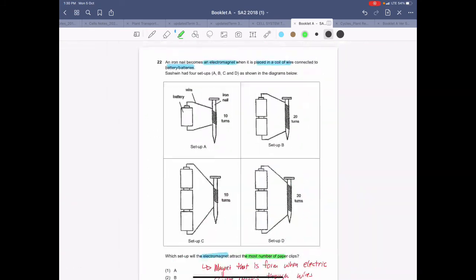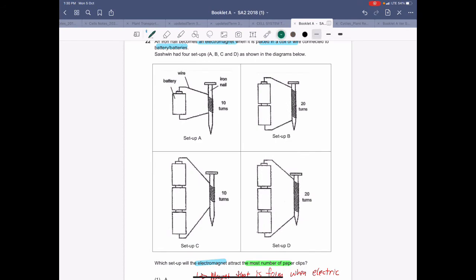So looking at it, you know straight away that setups A and B are out. Why? Because they only have 1 and 2 batteries as compared to setups C and D, which have 3. So naturally, given all things equal, they are not going to have the highest magnetic strength. Now that you have singled out C and D, what's the difference? D actually has 20 turns. 20 turns is more than 10 turns. So therefore, your answer should be D.